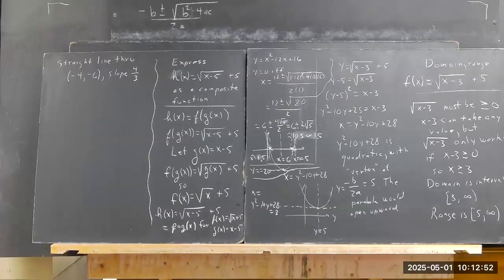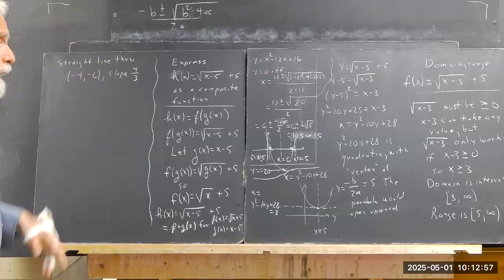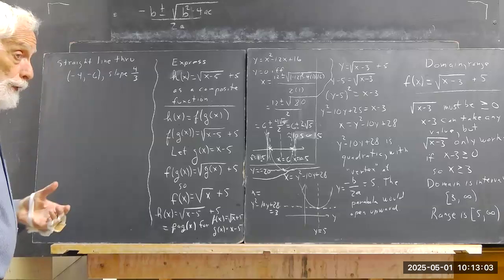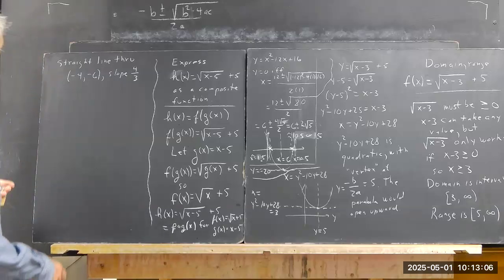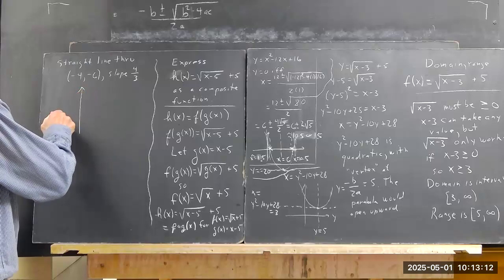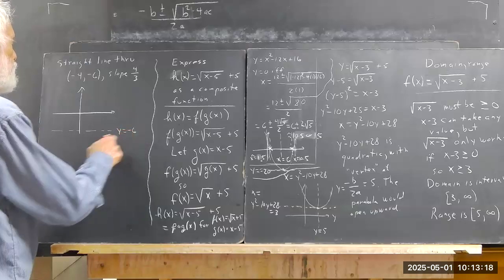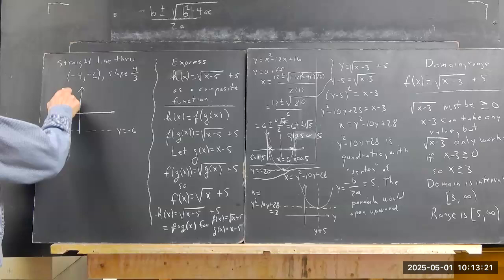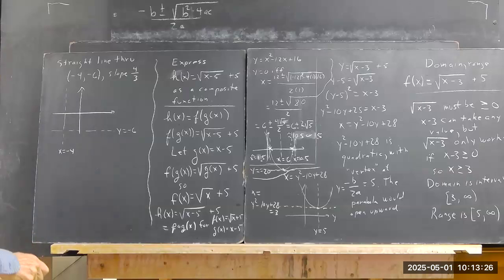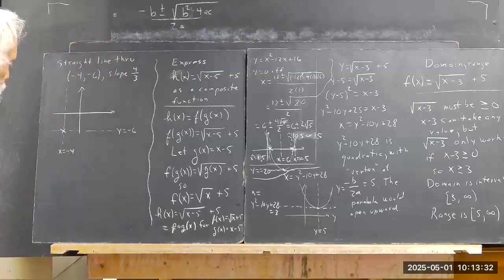Okay, we want to find the equation of a straight line through the point -4, -6 with slope 4/3. Now there's a formula you can use, but I urge that we understand the geometry of this situation. So y equals -6 here, and x equals -4. Then we have this point. It would have a slope 4/3.